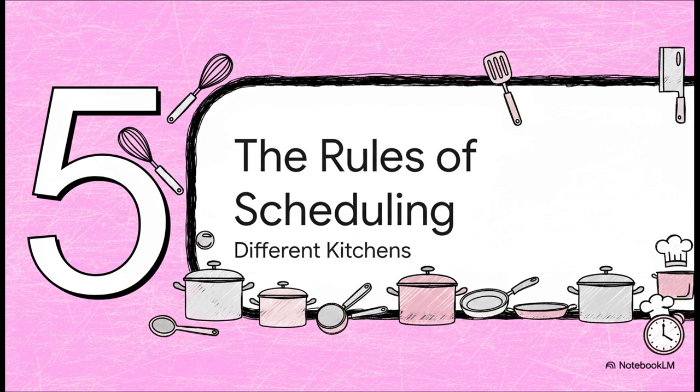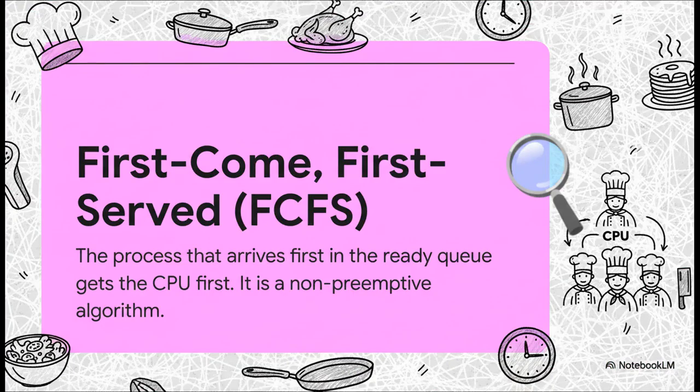It's not random. They follow very specific strategies or algorithms, and each strategy creates a totally different vibe in the kitchen. The most basic rule is called first come, first served. And it is exactly what it sounds like. Whichever cook lines up first gets the head chef's attention first. It's simple, it feels fair, just like taking a number at a deli counter. But it has a huge potential problem.